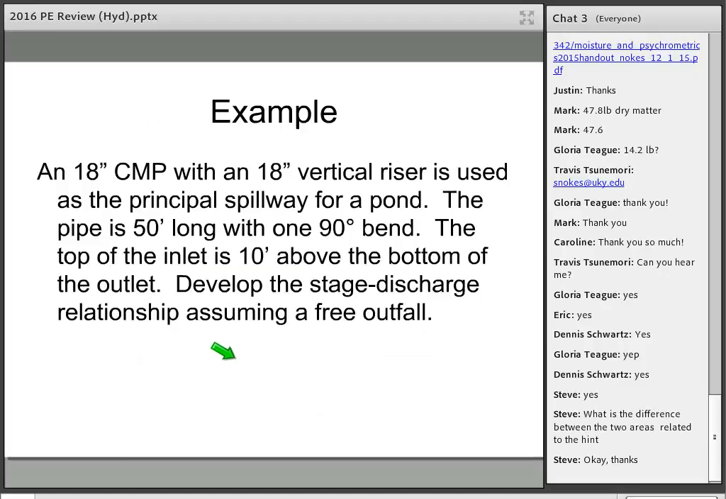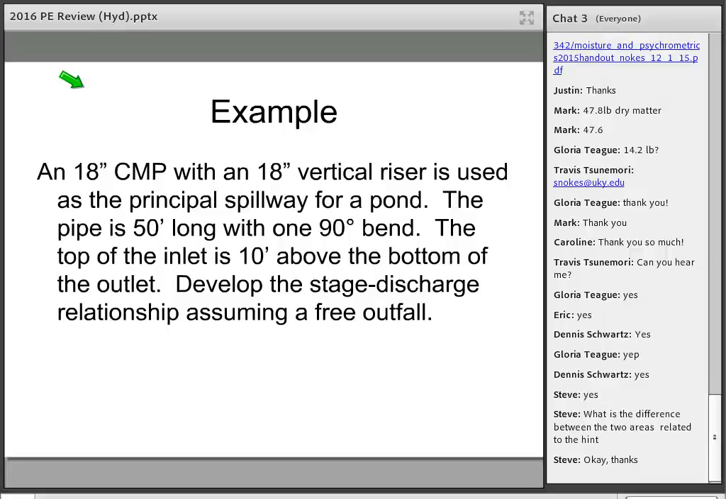Okay, so here's an example. You've got an 18-inch corrugated metal pipe with an 18-inch vertical riser. It's used as the principal spillway for the pond. The pipe is 50 foot long with one 90-degree bend. The top of the inlet is 10 feet above the bottom of the outlet. Develop a stage discharge relationship assuming a free outfall.